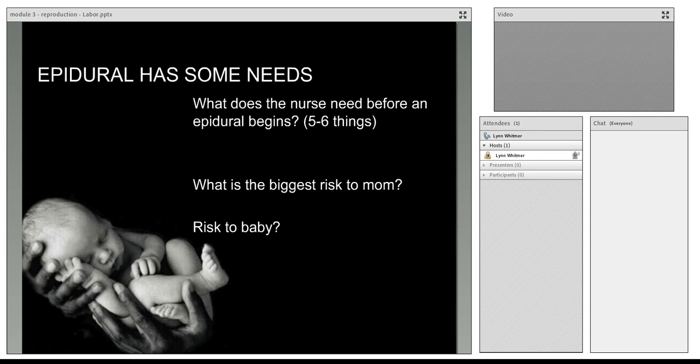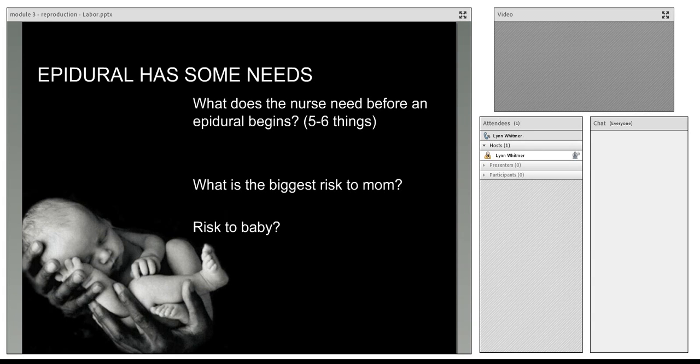You have to have IV access to do any type of anesthesia, so make sure your IV is in place and that it is functional, that it's actually infusing. We want to give almost a full liter of fluid before we start the epidural induction. It helps prevent maternal hypotension, and that's the biggest risk. And if we have maternal hypotension, of course, the baby then would have hypoxia. So we want to prevent that by giving more fluids.